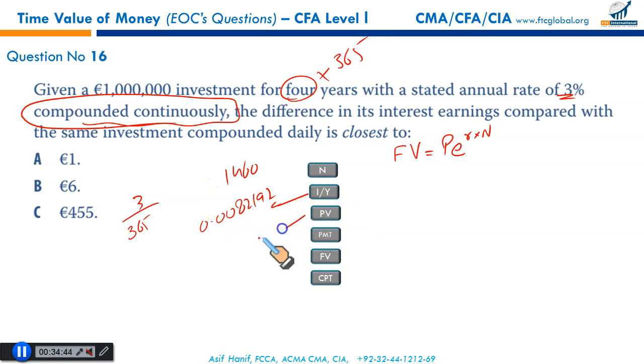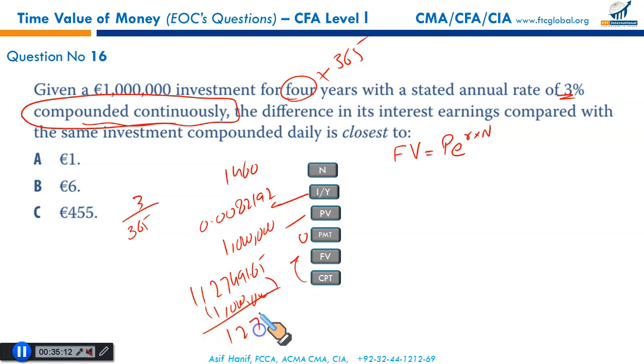All right, present value right now is 1 million euros. Payment is 0. You will calculate CPT, future value will be 1,127,749.65. Now this is the compounding on a daily basis, which gives you a future value of 1,127,749.65. We need to see the interest difference. Deduct 1 million from this amount and you will get 127,749.65. Now let us do it using continuous compounding.